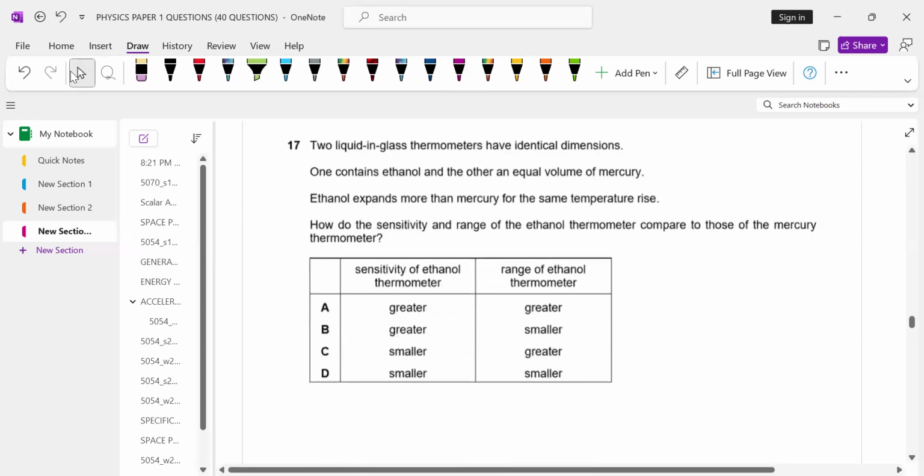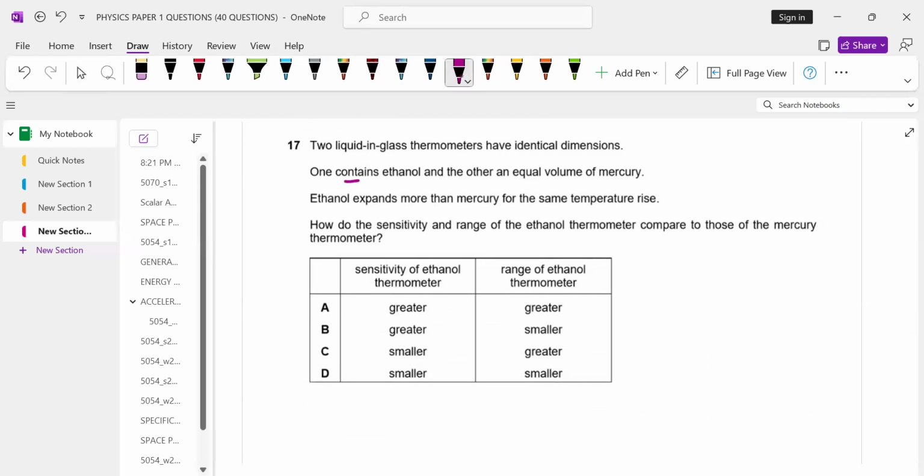Question number 35. Two liquid-in-glass thermometers have identical dimensions. One contains ethanol and the other contains an equal volume of mercury. Ethanol expands more than mercury for the same temperature rise. How do the sensitivity and the range of the ethanol thermometer compare to those of the mercury? So range is inversely proportional to sensitivity. When the range increases, sensitivity decreases, and when sensitivity increases, range decreases.